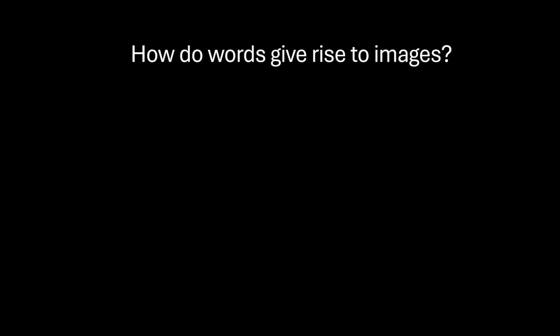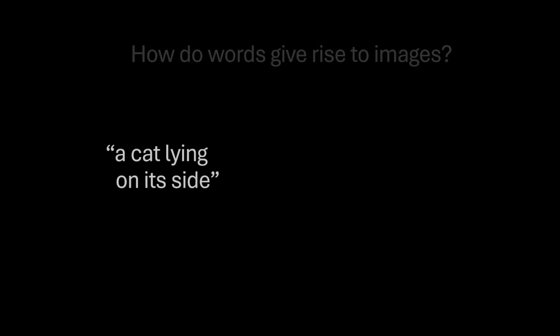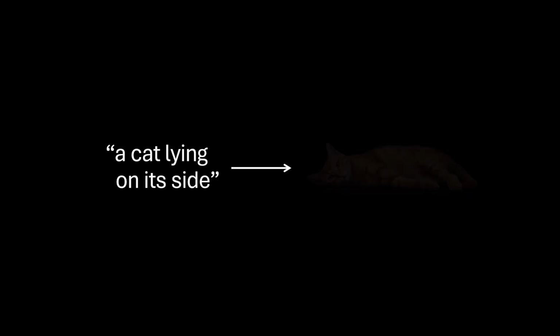Act 4. Words. How do words give rise to images? In particular, when we say a cat lying on its side, how do we end up with this image? Latent images of cats lying on their side occupy a particular region of the manifold. We're going to go back to our three-dimensional manifold for simplicity's sake, but don't forget that this is actually a 4,000 dimensional surface. So what we're asking is, how can words guide Una to a desired manifold region?